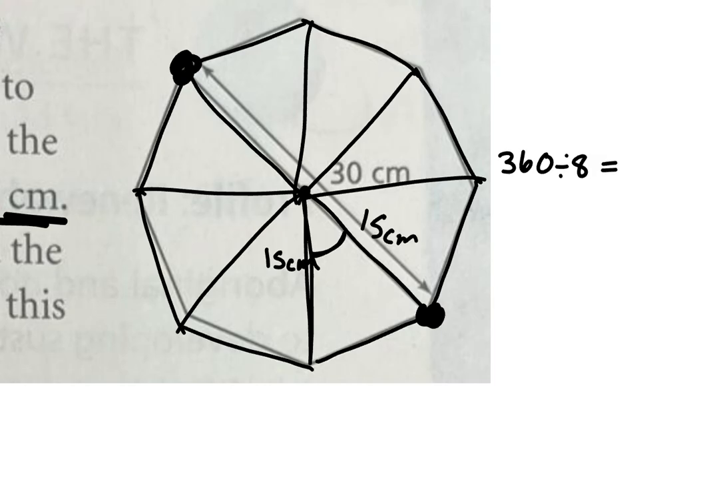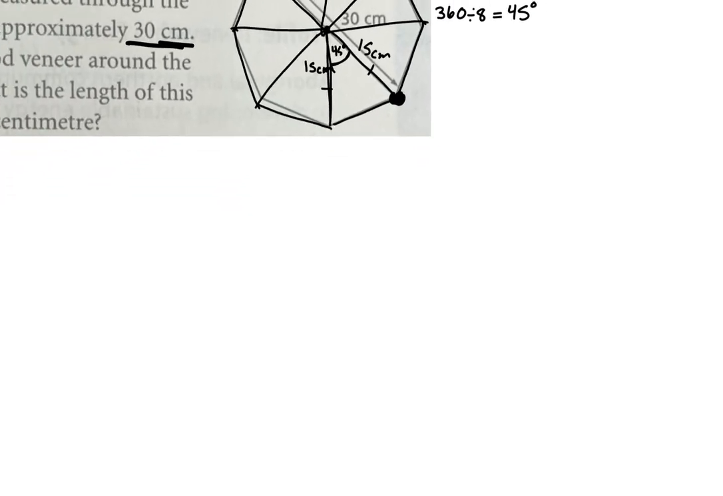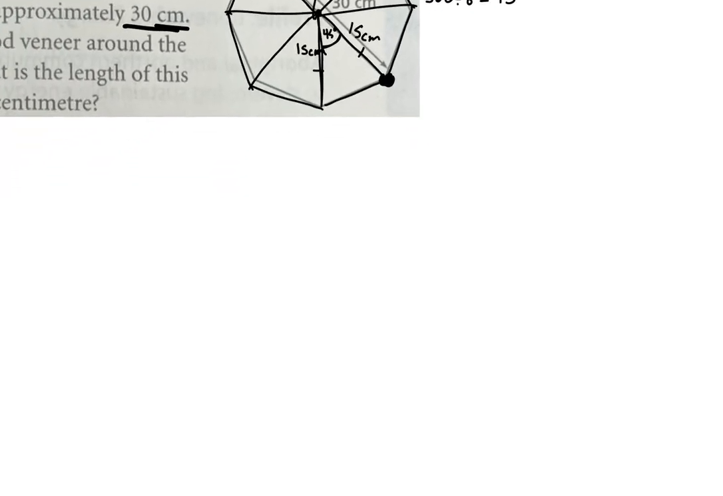When I do that, I get 45 degrees. So that means that this one right here is 45 degrees. And we know that it's an isosceles triangle, okay? They're the same, and each of the sides are 15 centimeters. I am going to just draw this out a little bit bigger. So I'm going to go like this, and like this, and like this.